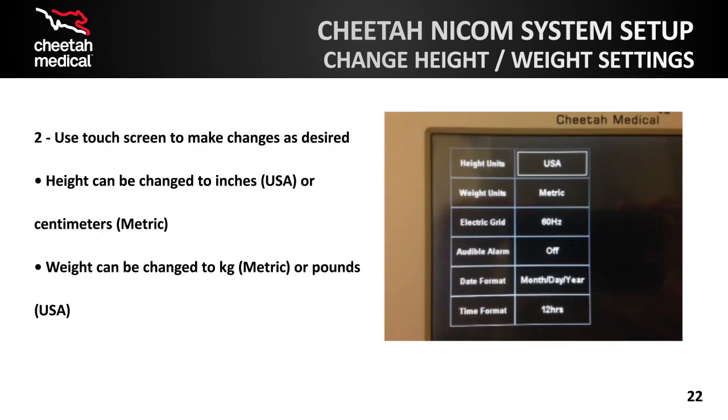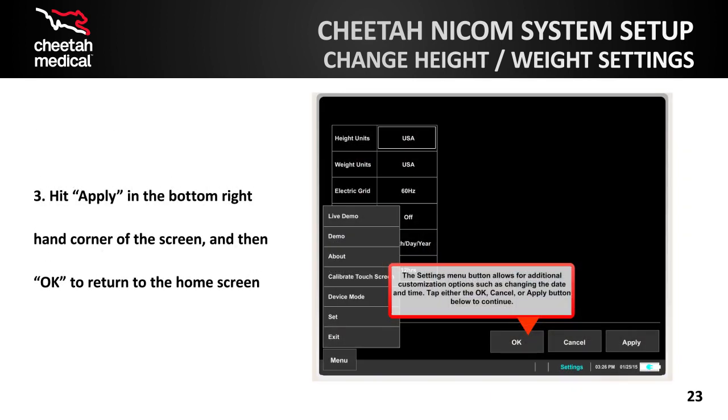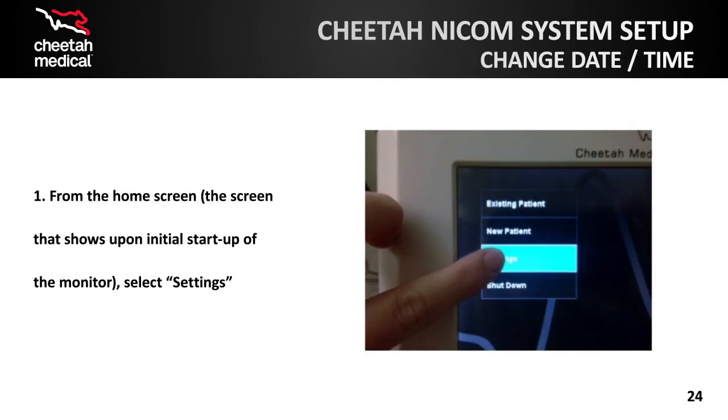Height can be changed to a different number or to a different measurement such as inches or centimeters. The patient weight can be changed, and also the measurement can be changed such as pounds to kilograms or vice versa. Once the desired changes are complete, select Apply and then OK to return to the home screen to begin or continue monitoring. Follow a similar path to change the date or time.